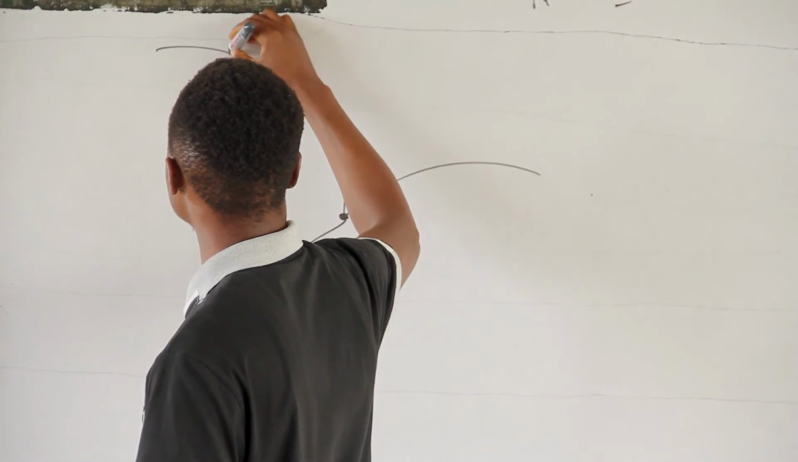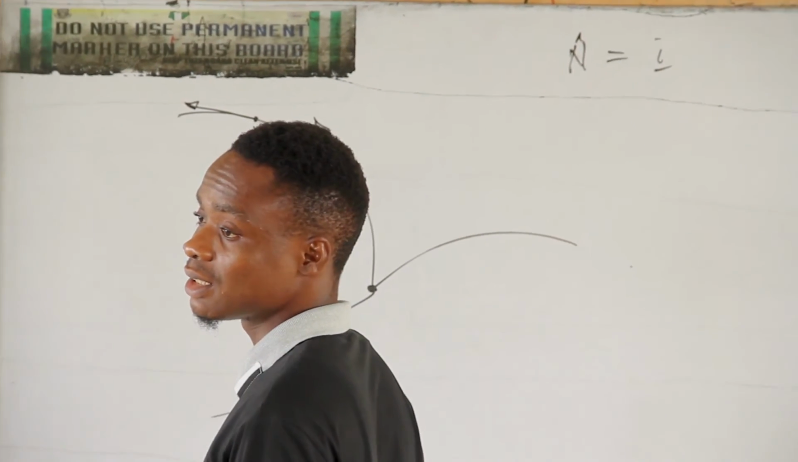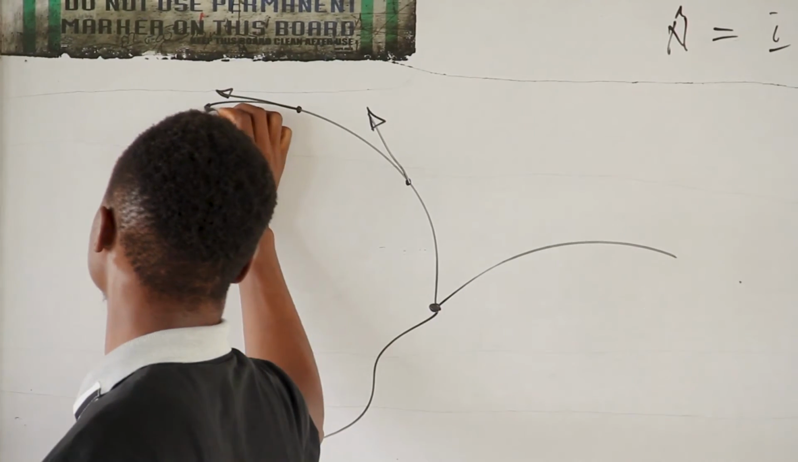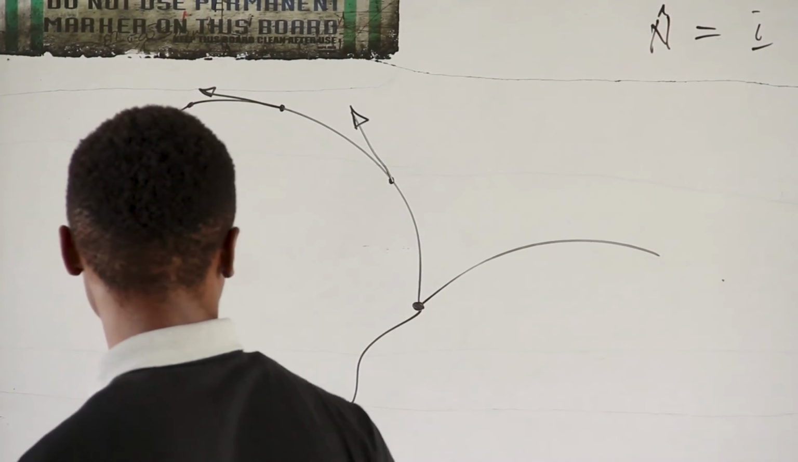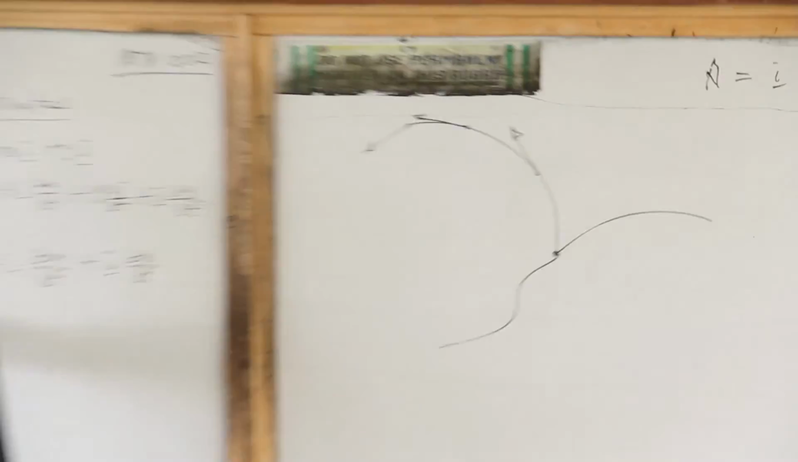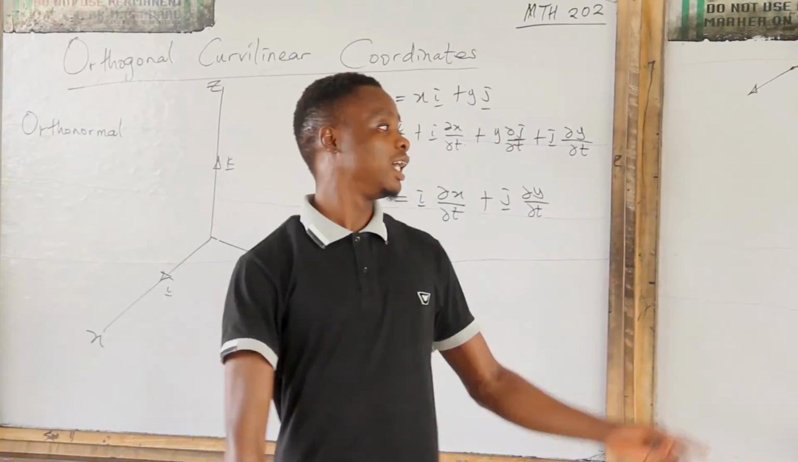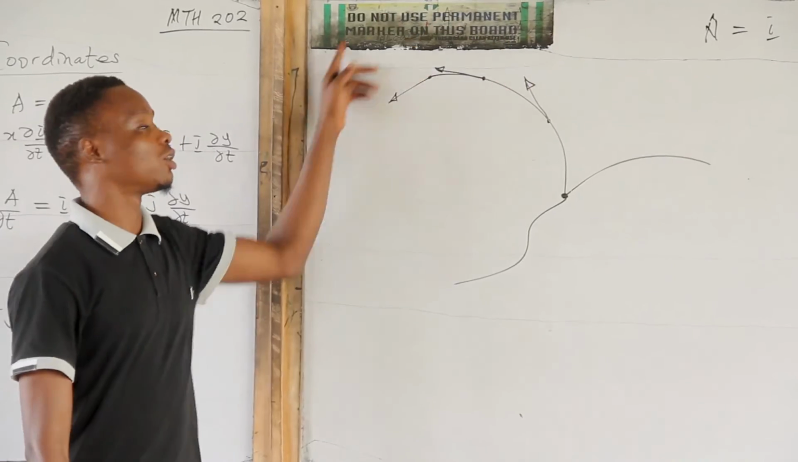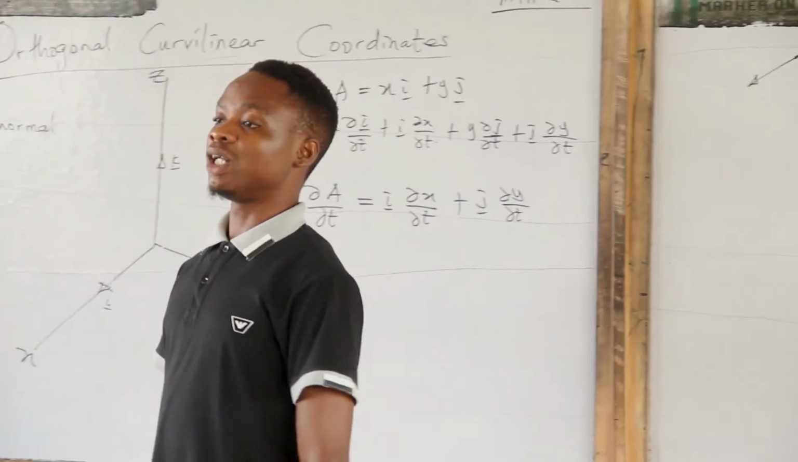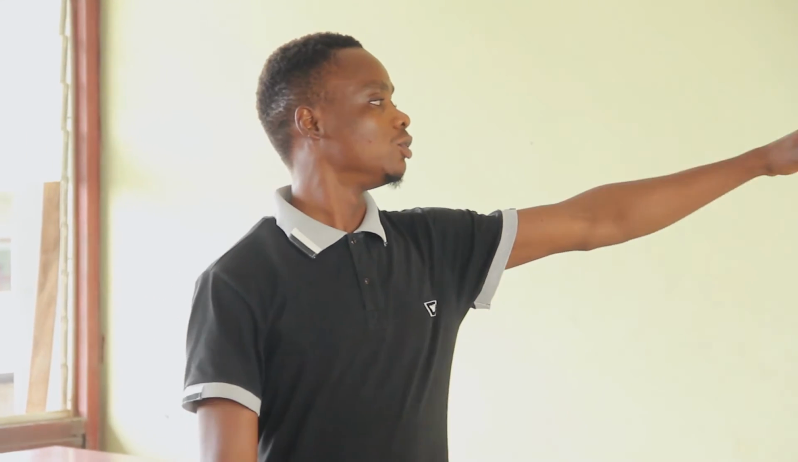By the time I get here, the same unit vector will be pointing in this direction, tangent to the plane. Is it making sense? So depending on my location, unit vectors will have varying directions because this axis is not a straight line. Unlike here, this axis is a straight line, so I know that the unit vector in this direction is always pointing this way. So here, the unit vectors have different orientations, different directions, even though they have a constant magnitude of 1. So I cannot afford to treat them the way I would treat unit vectors i, j, k. Is it very clear?